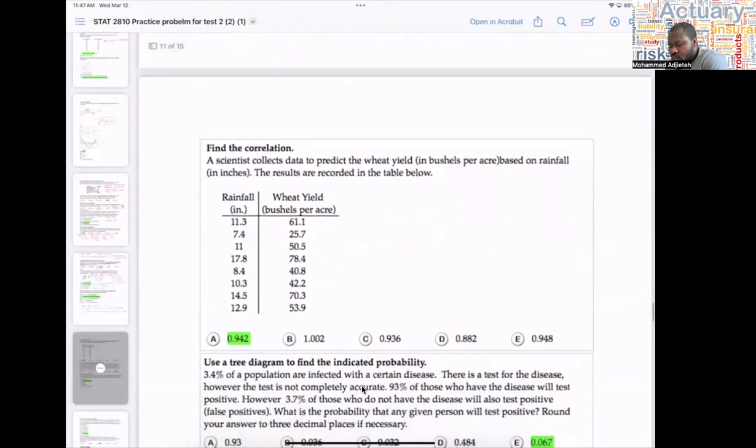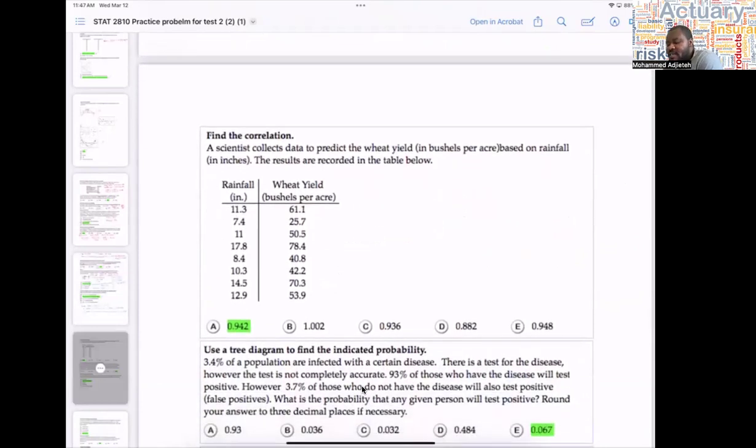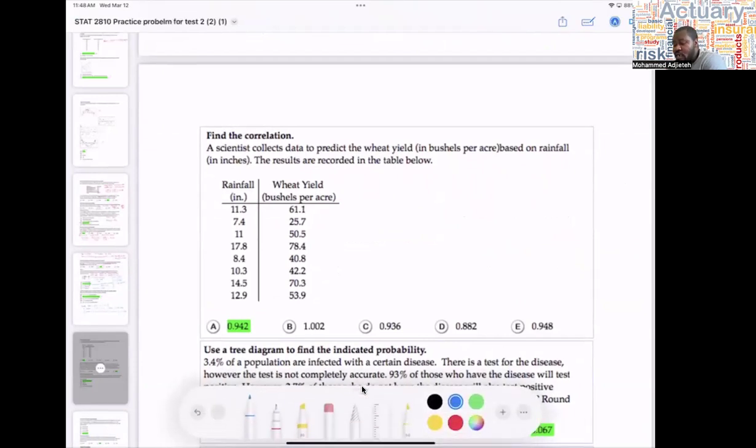So for this one here, we are asked to find the correlation. To find the correlation, all we have to do is go to StatCrunch, input these figures there, and then find the correlation. Let's try to do that.